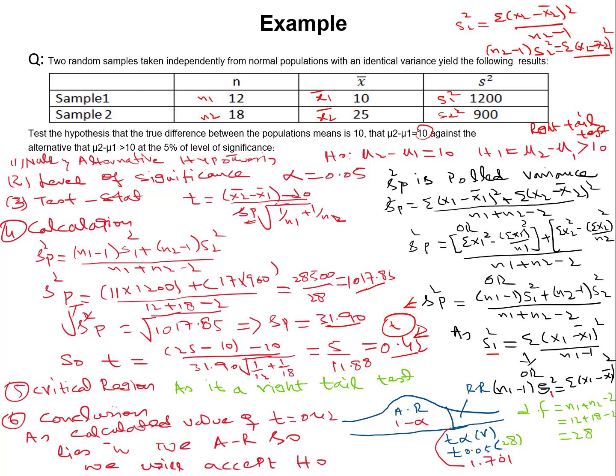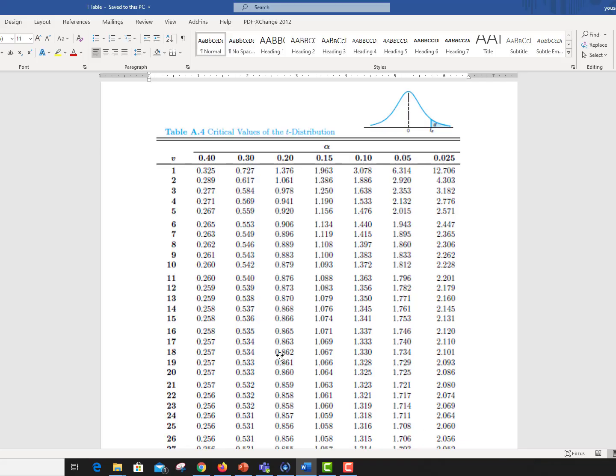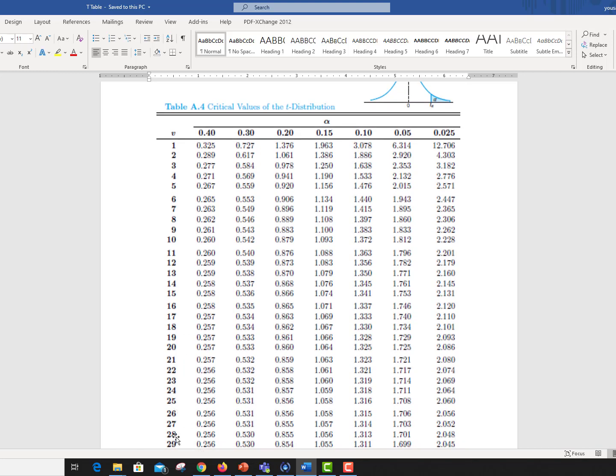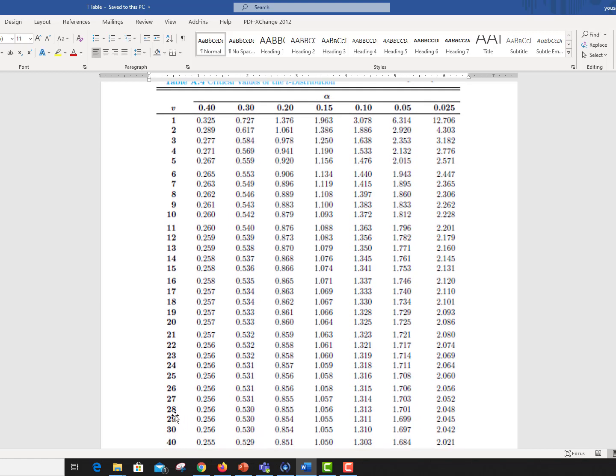Now you need to open the student t table. In the student t table, we will find the value of 28 degrees of freedom against 0.05 level of significance. So now I am just going to open the table. You can see this is the critical value table of the t distribution, because we are looking for degrees of freedom 28. So where is 28? You can see this is 28. This is my 28.